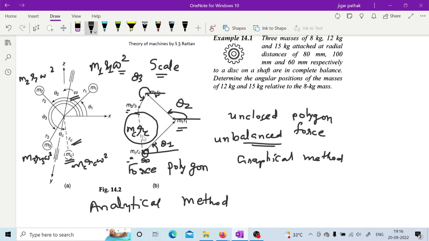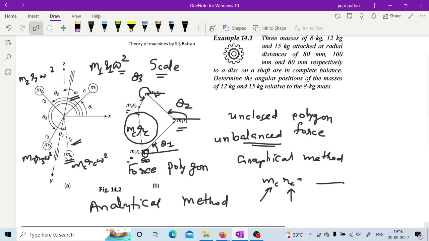Right, so this vector will give you that MCRC, and when you multiply it with omega square, you get the balancing force required. And once you get this product MCRC, you can decide either the balancing mass or the balancing radius. One you can decide, the other you can calculate. Okay.